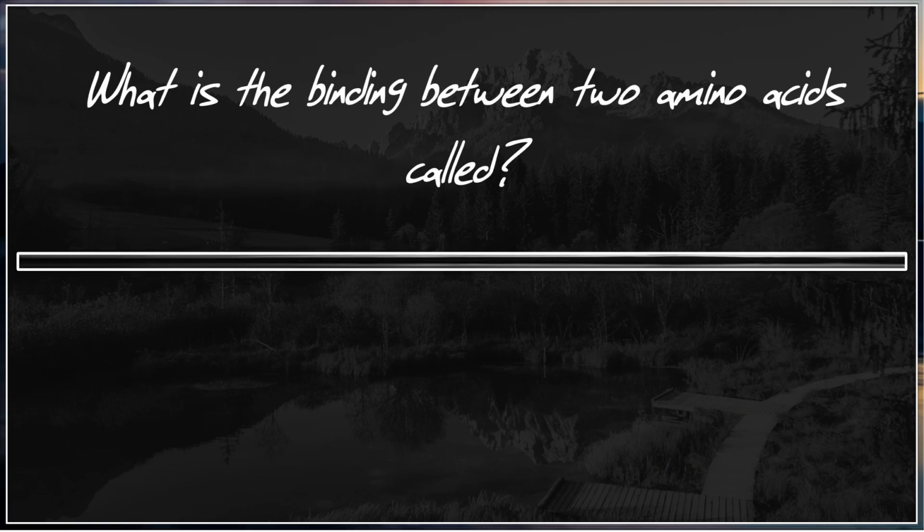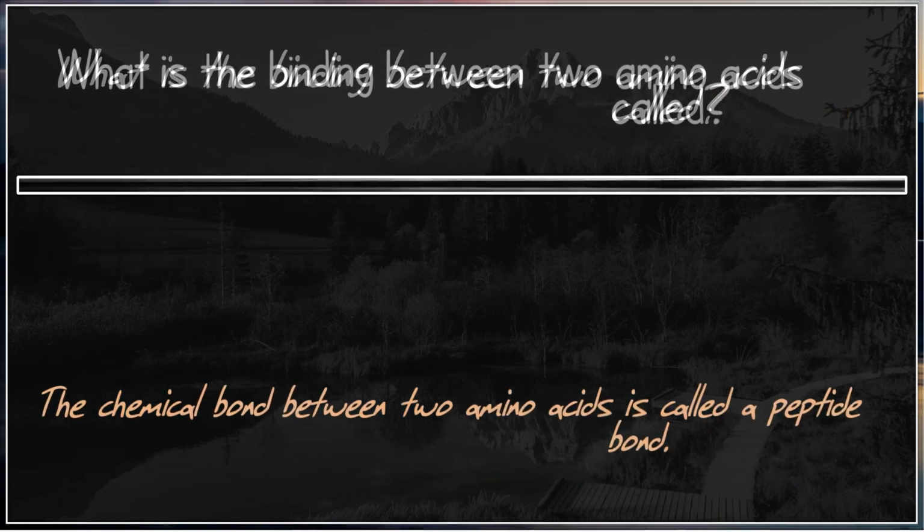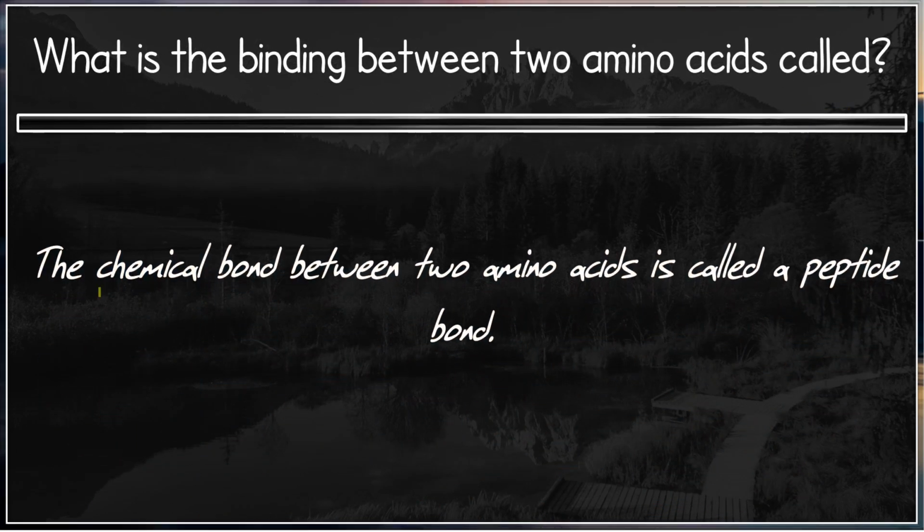What is the binding between the two amino acids called? The chemical bond between two amino acids is called a peptide bond.